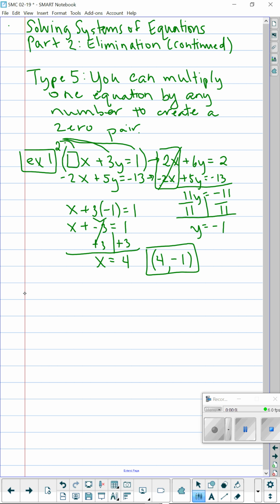Okay, so now we're ready to move on to example 2, which is going to be 2x plus 4y equals 18, and negative 3x plus y equals negative 13.